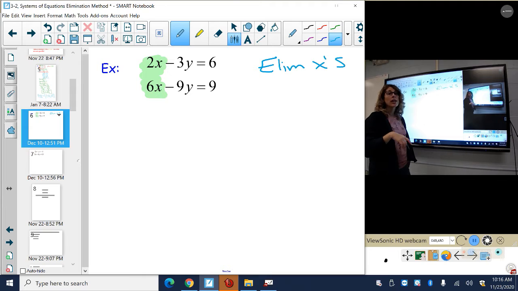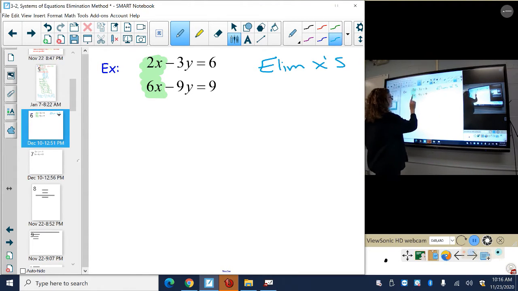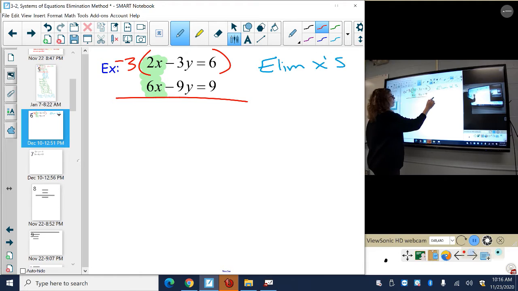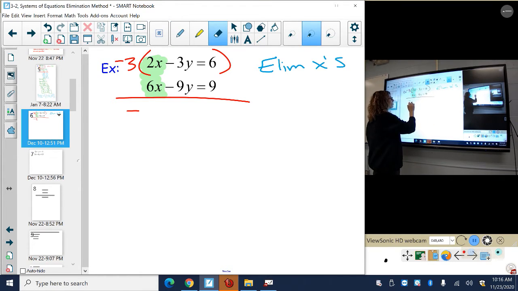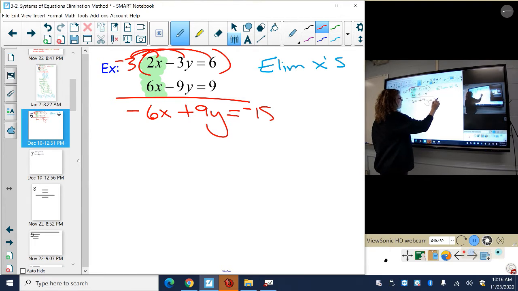So I need to get the opposite signs. I have a 6 here. Does 3 go into 6? And the answer to that is yes, it does. So what would I multiply 2 by to obtain a 6? Well, that answer is 3, but I need it to be the opposite sign. So I'm going to multiply it by a -3. So that gives me a -6x plus a 9y is equal to a -18.